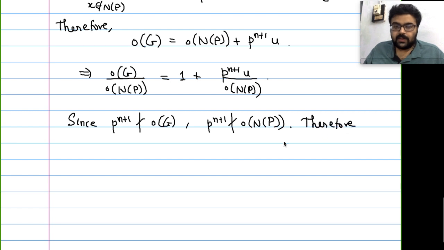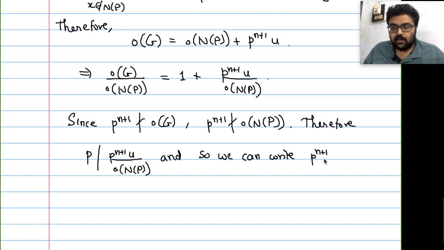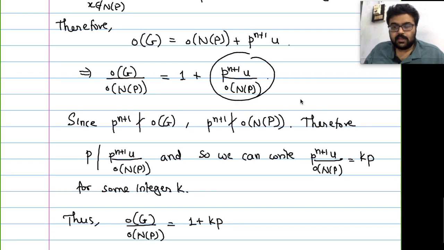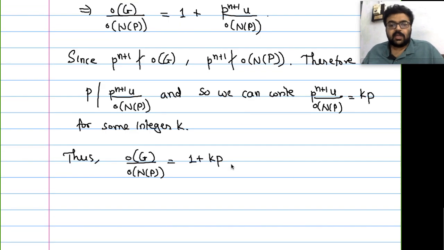Therefore p divides p power n plus 1 u upon order of NP. And so we can write this term, p power n plus 1 u upon order of NP, as some kp for some integer k. So thus order of G upon order of NP is of the form 1 plus kp. 1 plus this, now this can be written as kp. So it is of the form 1 plus kp.